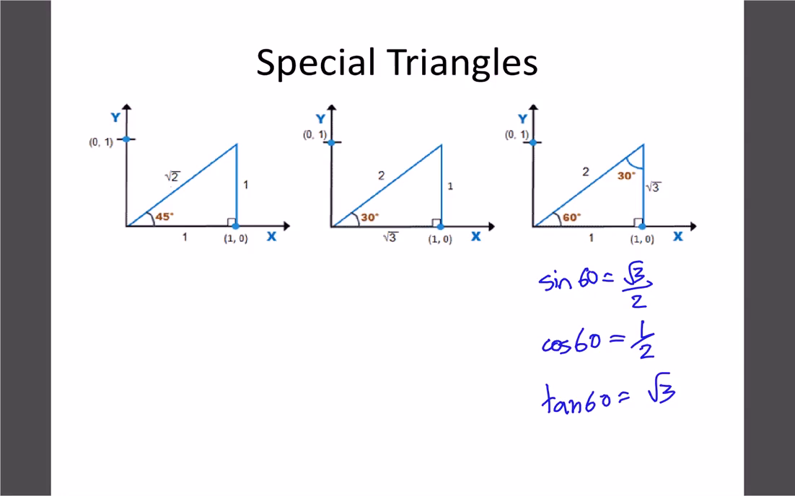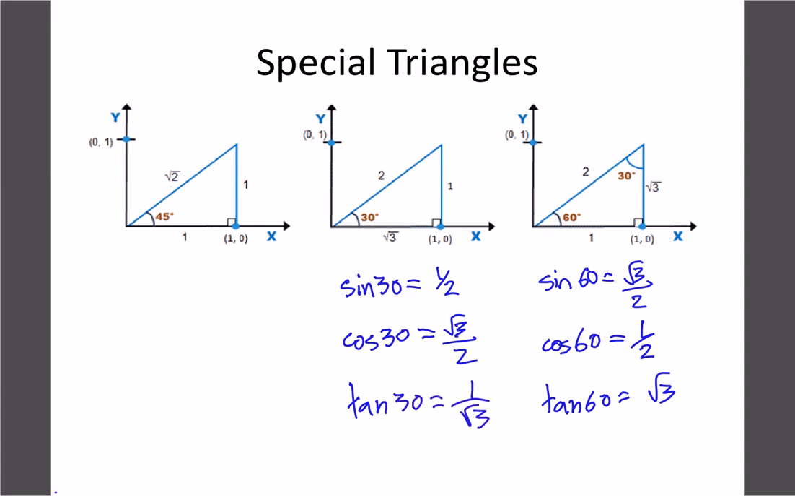We could do the exact same thing for 30 degrees. You can see the triangle of 30 and 60 is the same triangle, just reversed. So what ends up happening is we get reversed answers. So sine of 30 is a half. Cosine of 30 is root 3 over 2. So you can see those are just traded. And tan of 30 ends up being 1 over root 3. So we get a reciprocal of the other one.